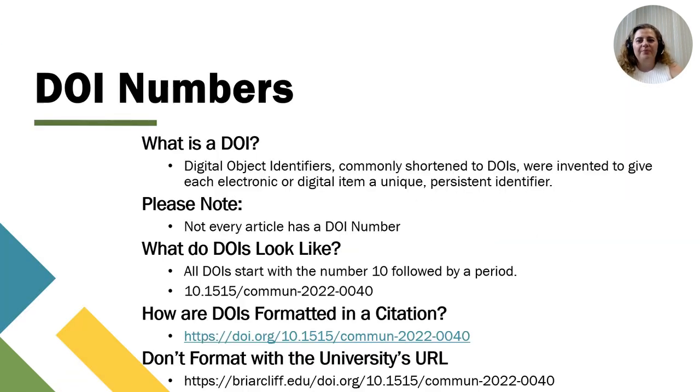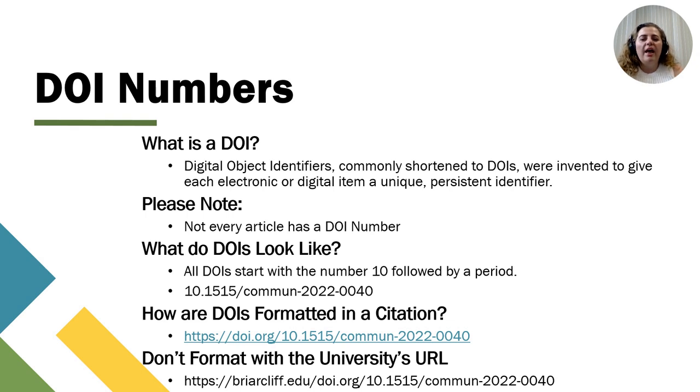DOI numbers. So what is a DOI? A DOI is a digital object identifier, which was invented to give each electronic or digital item a unique and persistent identifier. Think of these like ISBN numbers for online articles.